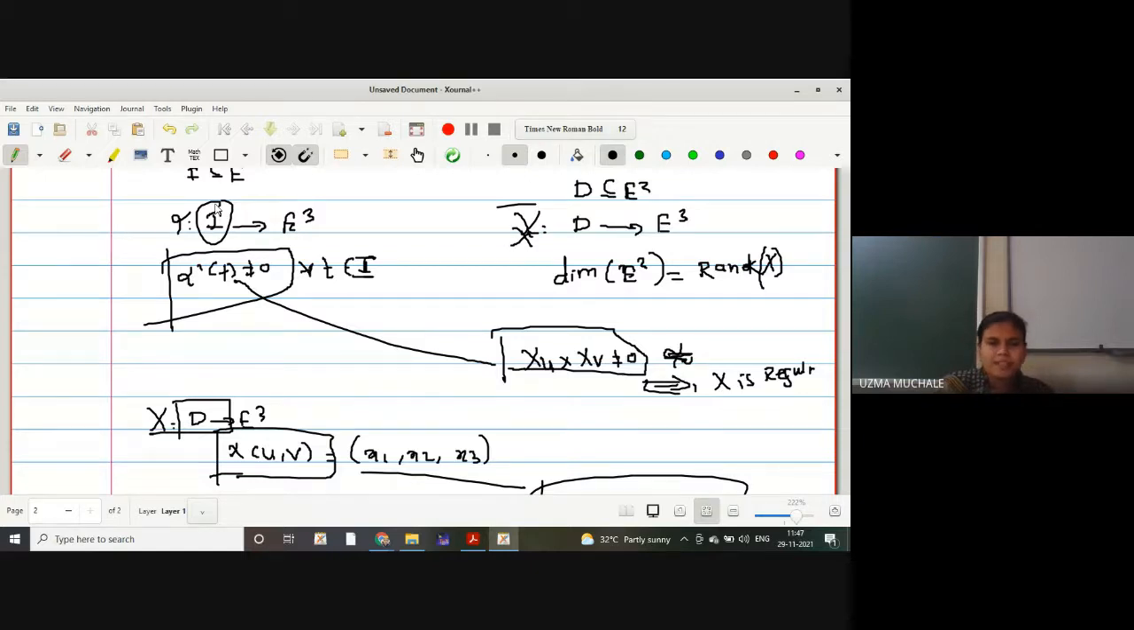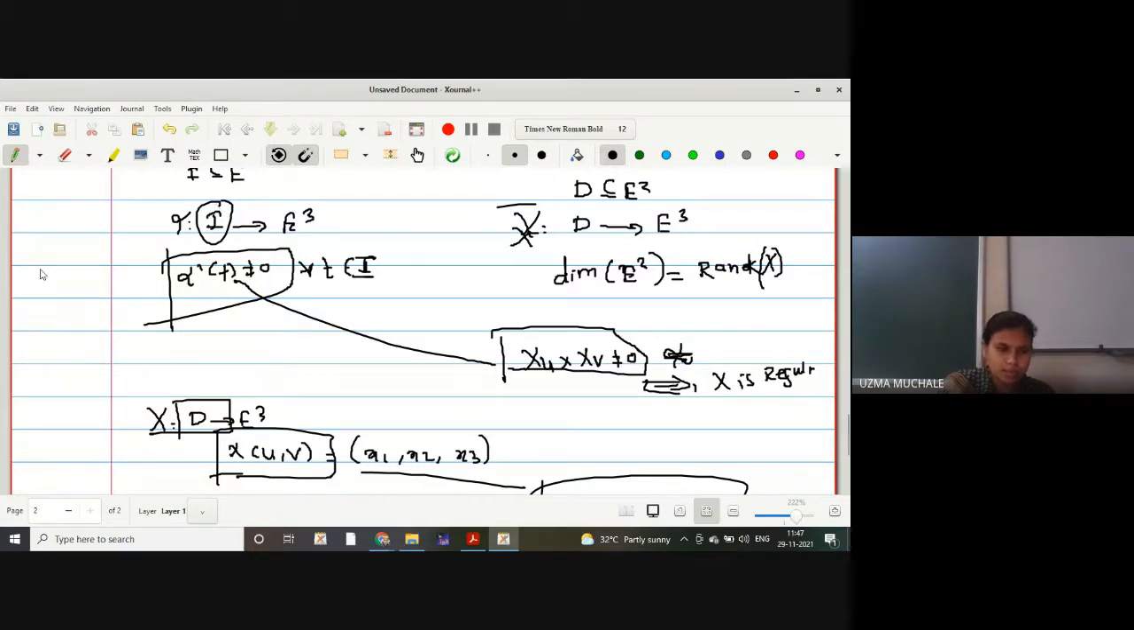Parameter means what? It is defined in some particular interval. It can be varied in the particular interval only. Variable means what? It can be varied over the whole real line. Correct? So here, instead of having an interval I, it is replaced by any subset D of E2.